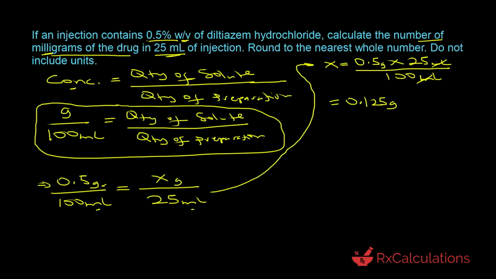So we need to proceed with the conversion step, and we make the statement that 1 gram is 1,000 milligrams. So you multiply that by the 0.125. The grams cancel out and you end up with 125 milligrams. Now the question says do not include units and make sure it's a whole number. So the answer is actually 125.